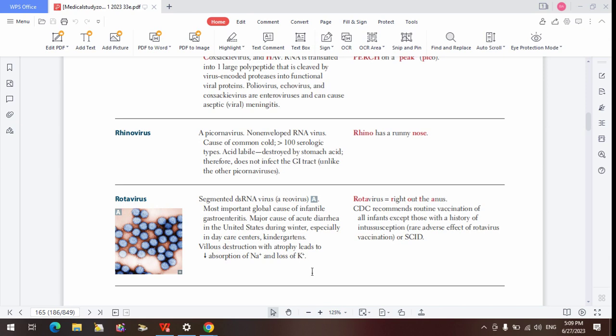So another thing that also works this way is the enteropathogenic E. coli, as well as this guy, cholera. So cholera also destroys the villi. Enteropathogenic E. coli destroys villi. Rotavirus also destroys villi. I've talked about this: you want to give infants this vaccine, the live attenuated vaccine of rotavirus, but you don't give it in people with a history of intussusception and SCID.